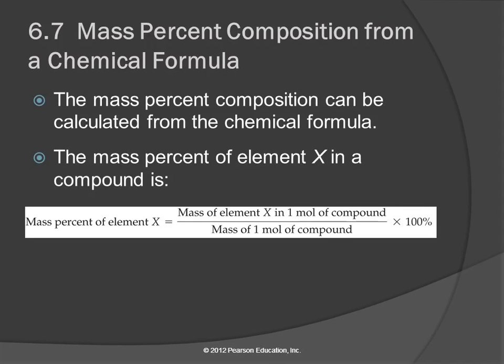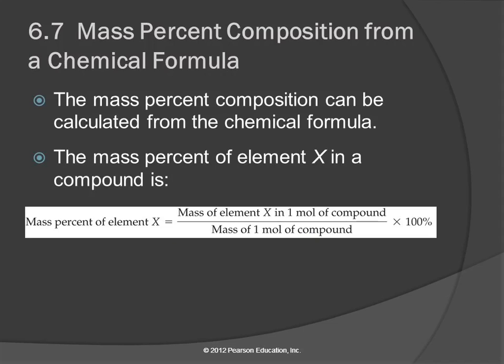The mass percent composition can be obtained experimentally, like that first strontium oxide example, where we had a mass of strontium and it reacted and it formed strontium oxide, and we have the mass of the product, and we can just plug those two numbers in. We can also calculate the mass percent composition from the chemical formula. And it's the same idea. It's the mass of element X per mass of the whole compound.